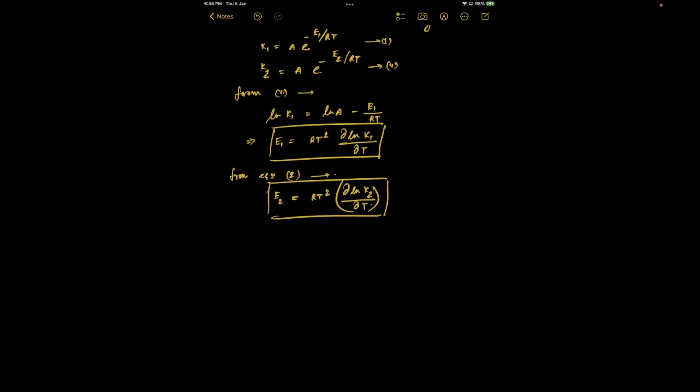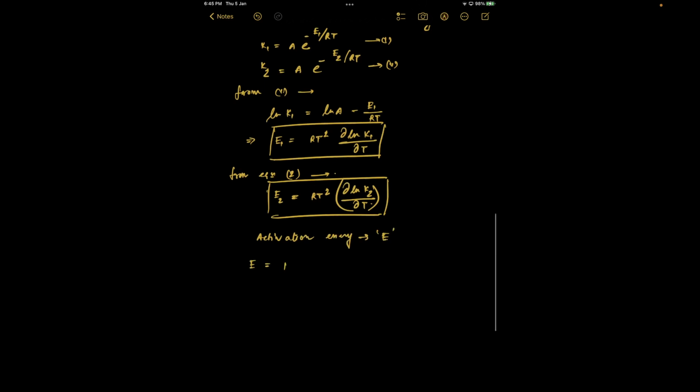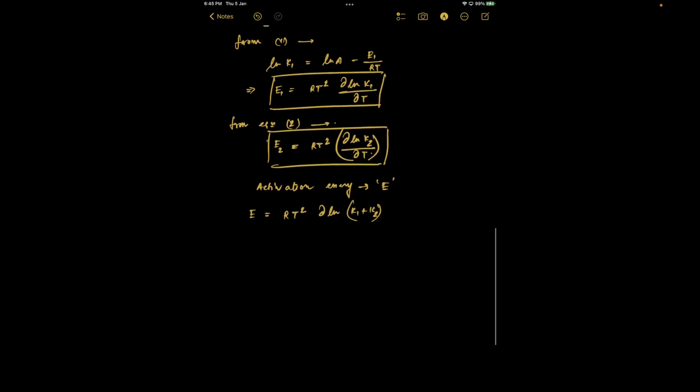Now for the overall reaction, the overall disappearance of A to B and C, let's say the activation energy is E. So for the overall reaction you can write E will be equal to RT square del ln of K1 plus K2, the overall rate constant, by del T. Now we can compute this. So it is RT square del ln K1 by del T, and you can compute the derivative here. Let me do this.